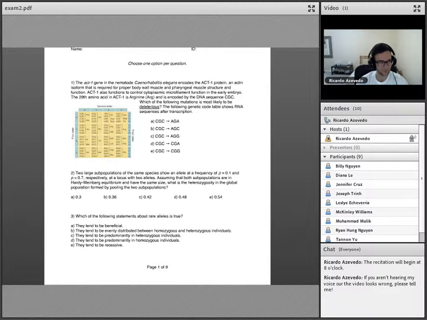Yes, so question 2 is the first one we're going to answer. Two subpopulations are the same size. One has an allele frequency p of 0.1 and the other 0.7 at a locus with two alleles, assuming that both subpopulations are in Hardy-Weinberg equilibrium and have the same size. What is the heterozygosity of the global population formed by pooling the two subpopulations?